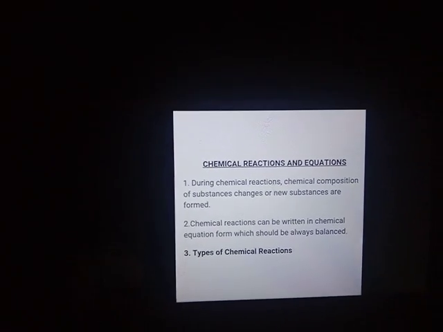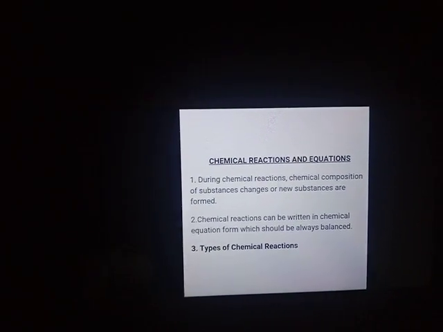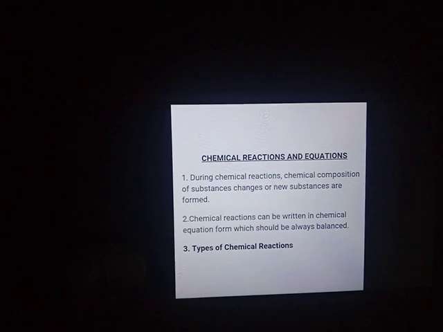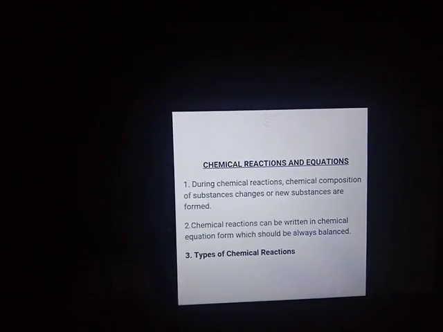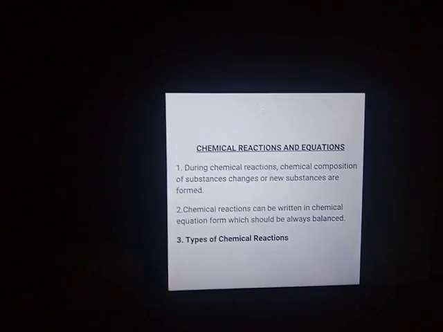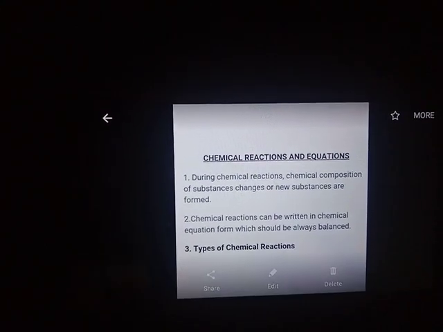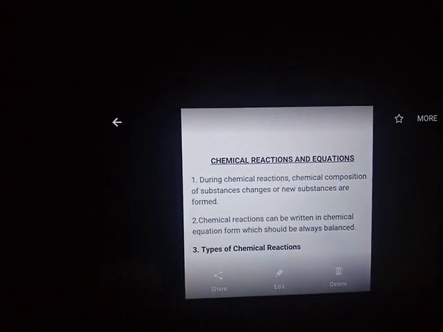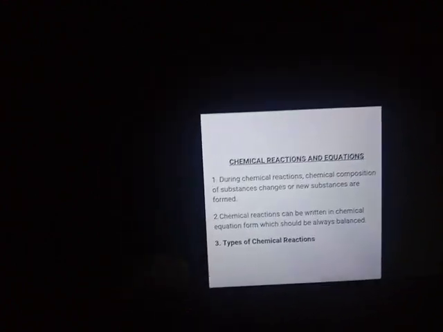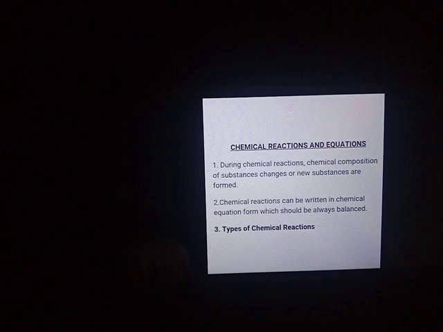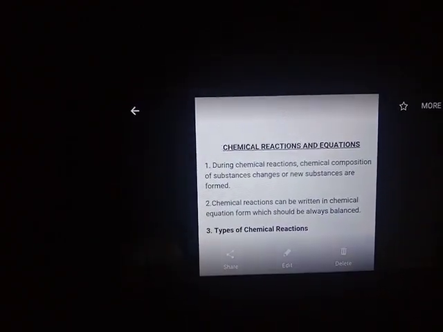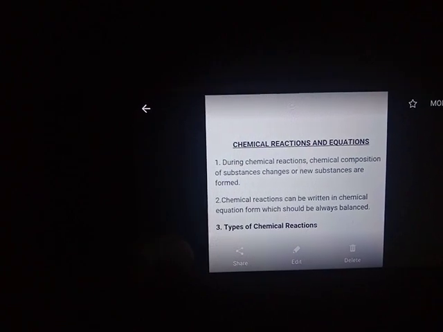Children, let us revise the first lesson once again: Chemical reactions and equations. So what is a chemical reaction? During chemical reactions, the chemical composition of a substance changes or new substances are formed. Chemical reactions can be written in chemical equation form, which should always be balanced. So balancing equations, everything we were seeing for the past 2 weeks.